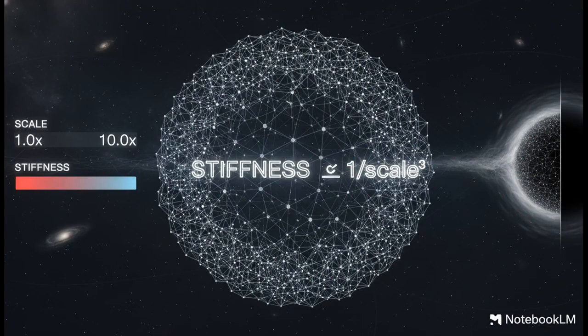And this connection between size and stiffness, it isn't random. It's governed by a very specific rule called the universal scaling law. And what it tells us is that a bigger lattice is a way softer lattice. And that's not just a neat observation. It's proposed as a fundamental law of physics in this model.